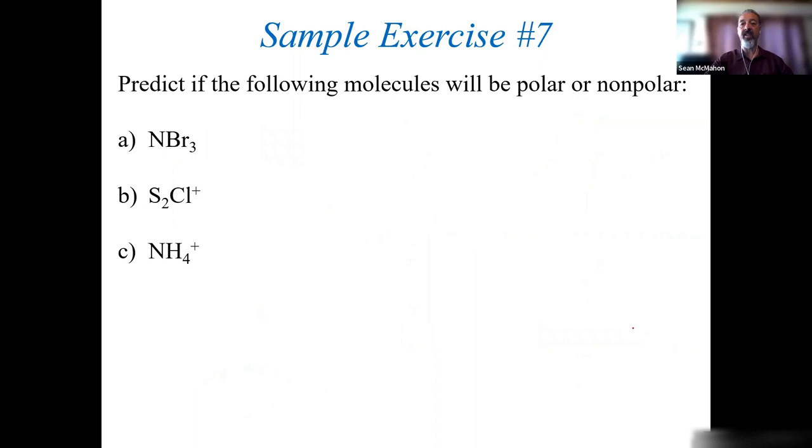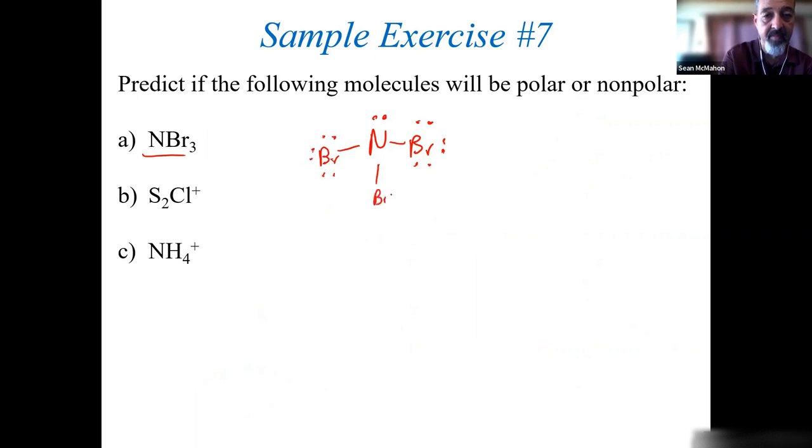So can we predict whether these are polar or non-polar? We've kind of already drawn these. When I look at this, I see that 1 electron group is a lone pair. So this lacks symmetry because it has 3 bromines, which are the same, but it has a lone pair. So this is polar because it lacks symmetry.